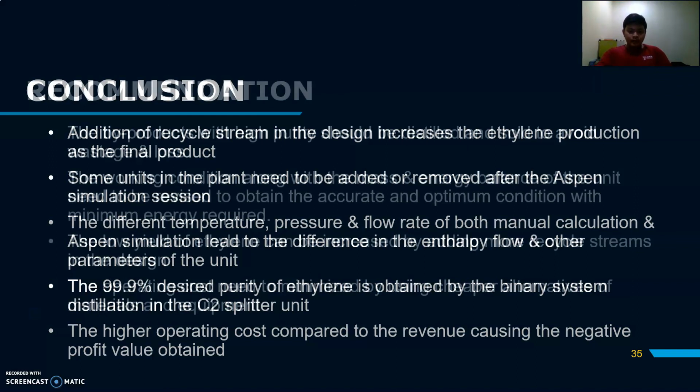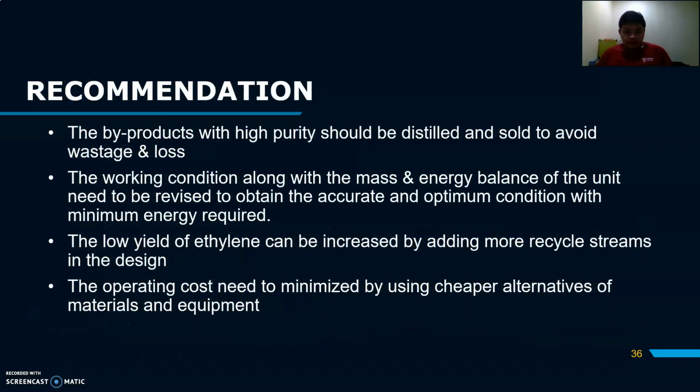So, the recommendations are: the byproducts with high purity, such as methane and ethane, should be distilled and sold to avoid wastage and loss. Next, the working condition along with the mass and energy balance of the units need to be revised to obtain the accurate and optimum condition with minimum energy required to save the cost.